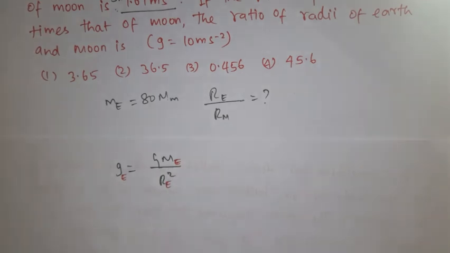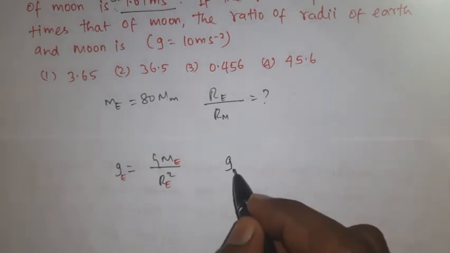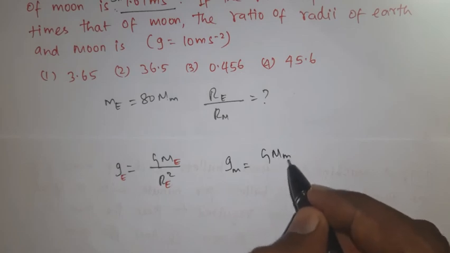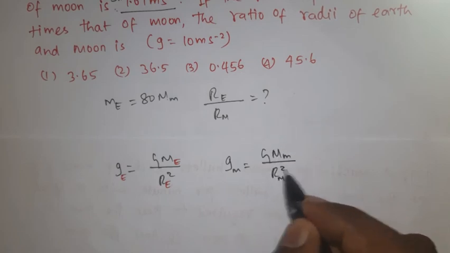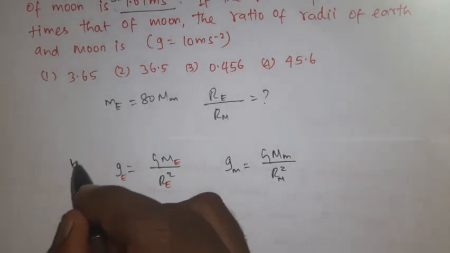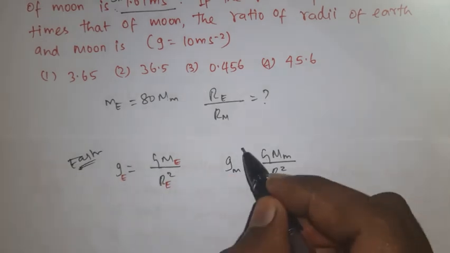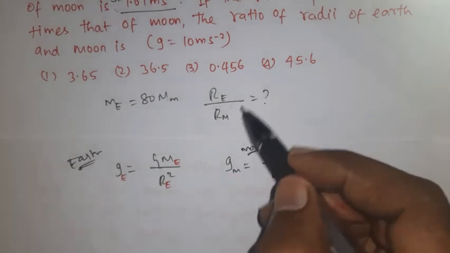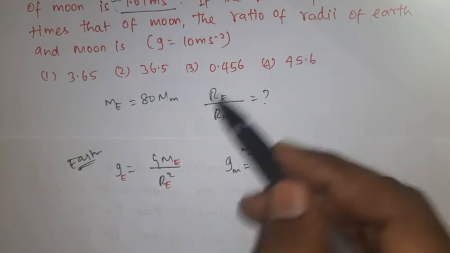G is a constant. Next, for the moon, gm is equal to G Mm by Rm square. This is for the moon. So the first one is for the earth, and this is for the moon. They are asking for the ratio of the radii of the earth and the moon.